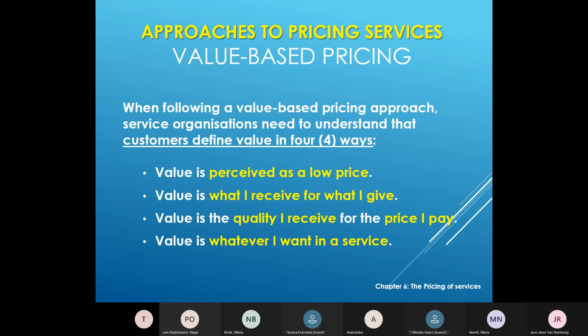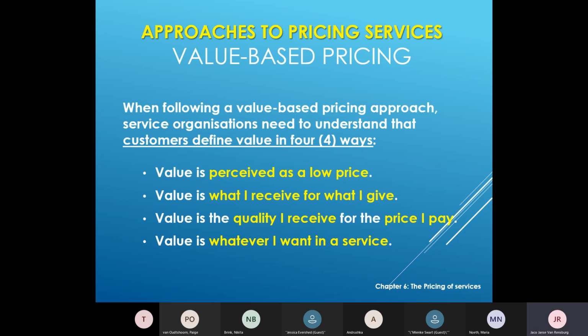Something that is lower in price than maybe your competitor is one of the factors that equates to value. Value is also what I receive for what I give. It is also the quality I receive for what I've paid.